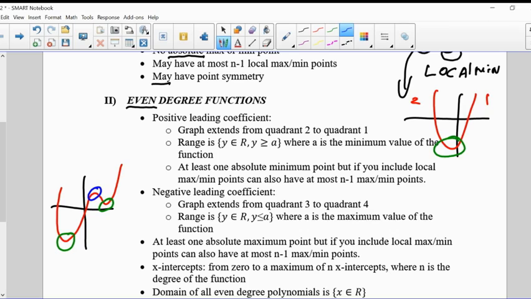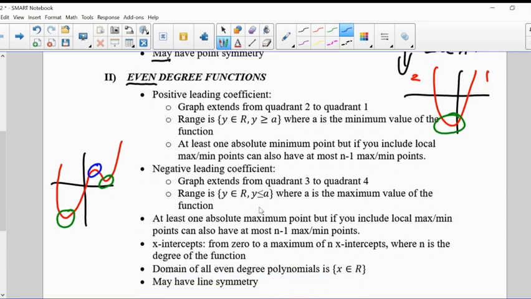Sometimes I call them turning points. When you get into calculus, most of you are probably doing calculus, you'll hear terms like turning points rather than mins and maxes. And what we're saying is that it can have up to a maximum of n minus 1 of those. Okay? All right, so that's for a positive lead coefficient.